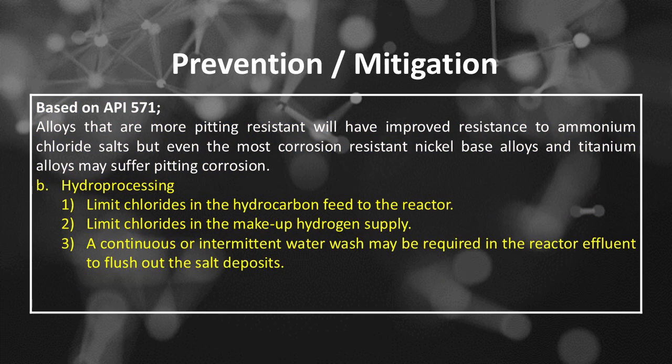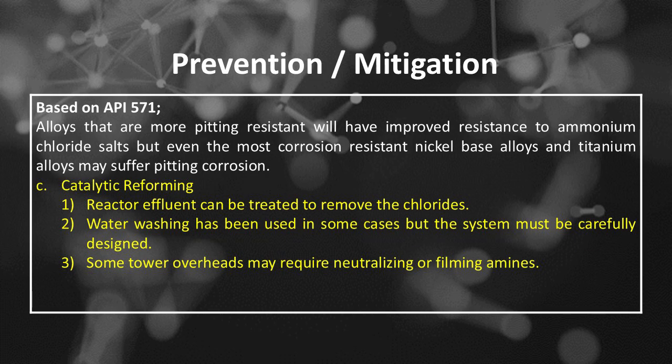Number B, hydroprocessing. Number 1: limit chlorides in the hydrocarbon feed to the reactor. Number 2: limit chlorides in the makeup hydrogen supply. Number 3: a continuous or intermittent water wash may be required in the reactor effluent to flush out the salt deposits. Number C, catalytic reforming.